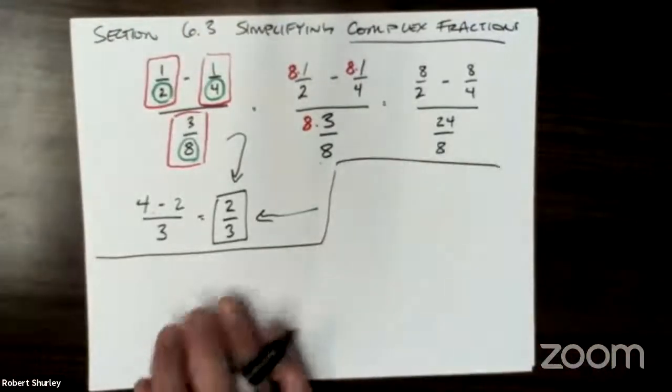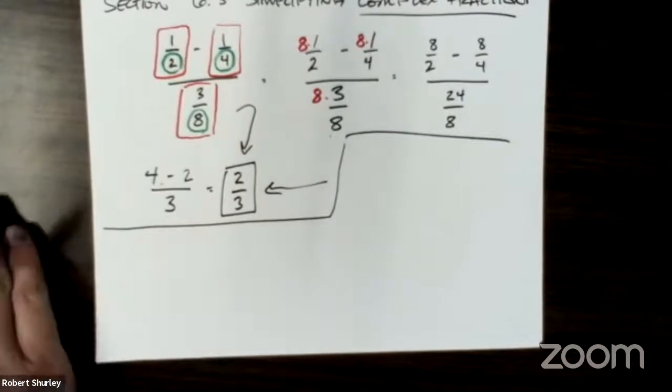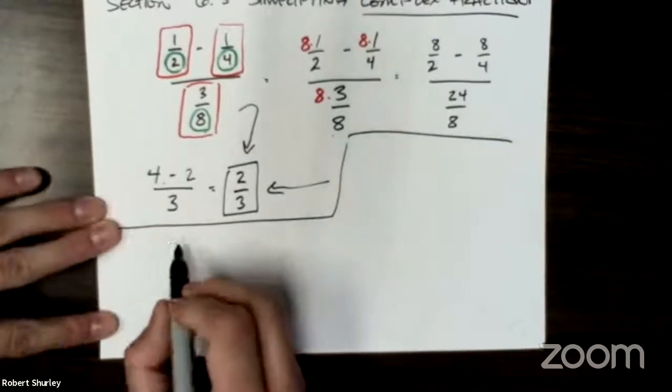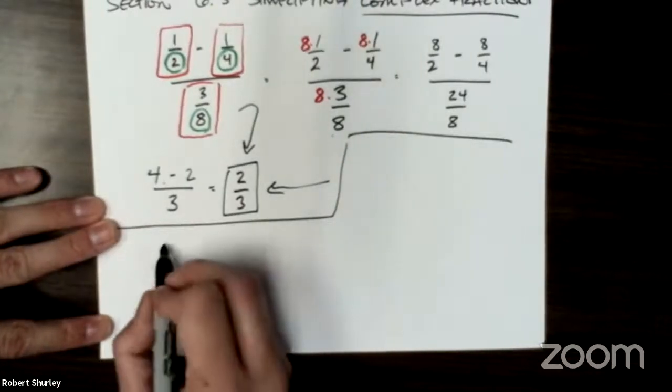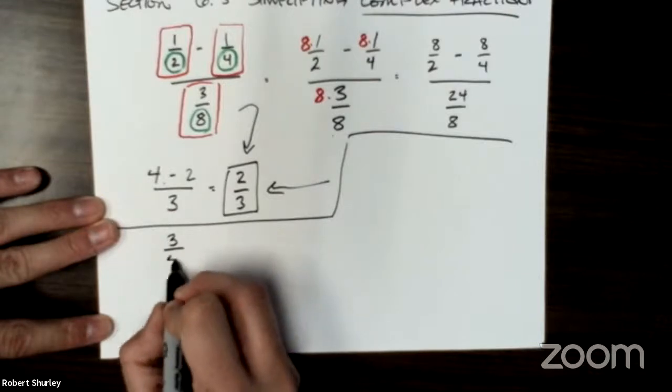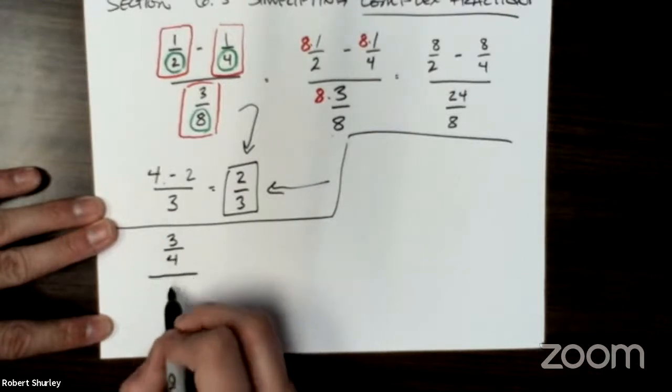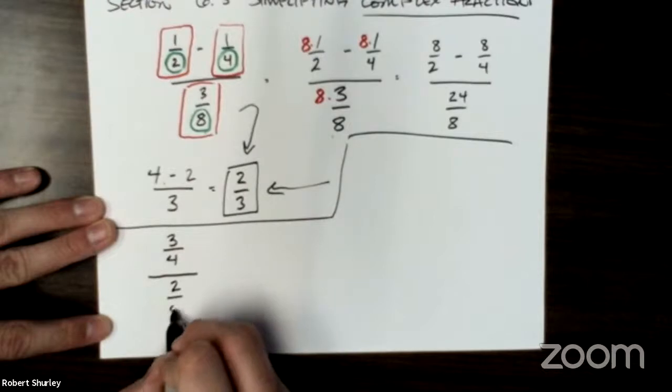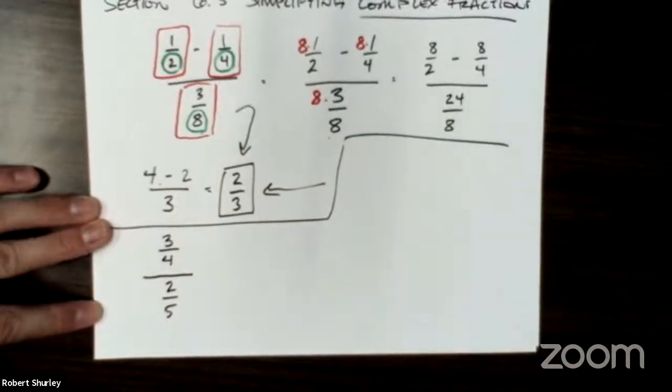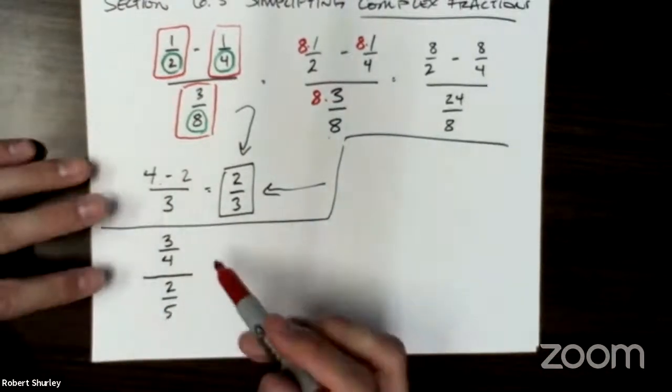So I'm not using this much paper. Let's say I've got a fraction over a fraction. Let's say 3/4 over 2/5. So again, you've got to recognize what the fractions are.